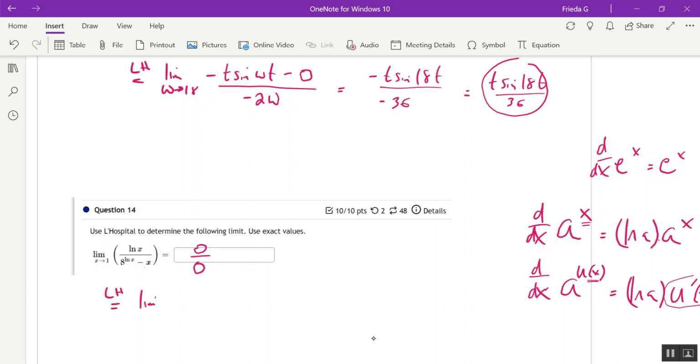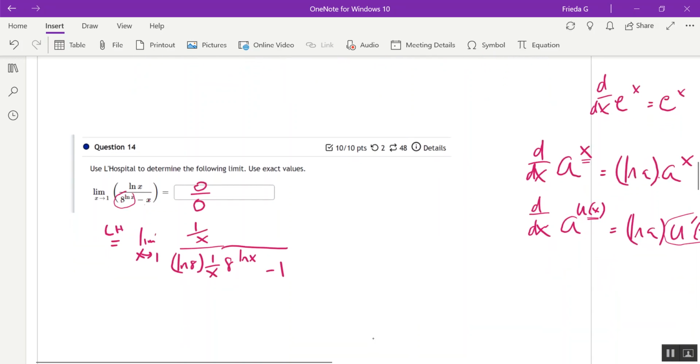So limit as x goes to 1 of 1 over x over, now I'm going to use that formula on this, ln 8, the derivative of the u of x is ln x, so 1 over x, and then 8 to the ln x minus 1. All right, now I can plug in 1. I don't even need to simplify. I could just plug in 1, and I'm going to get 1 over ln 8. 1 over 1 is 1. Ln of 1 is 0, so 8 to the 0 is 1. And then minus 1, so 1 over ln 8 minus 1.